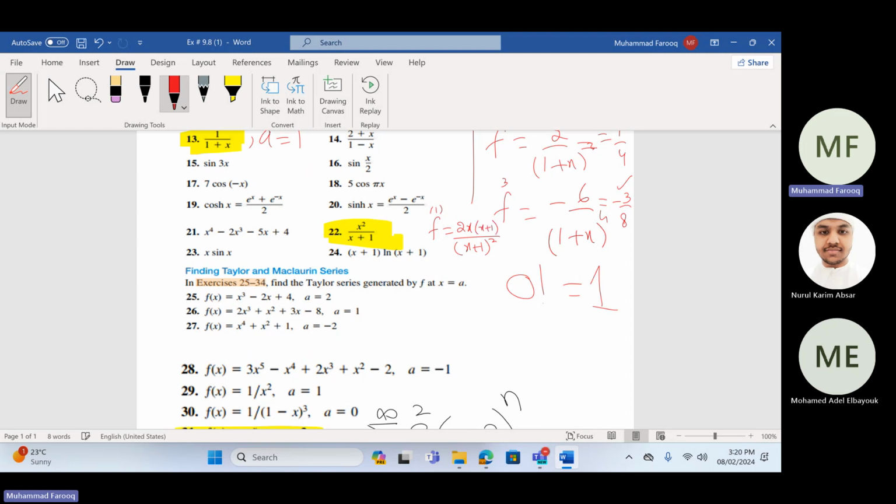Anyway, and now minus x squared. Okay, so now we have 2x squared plus 2x minus x squared. Then you cancel, so it becomes x squared plus 2x plus 2 plus 0, and divide by x plus 1 squared.